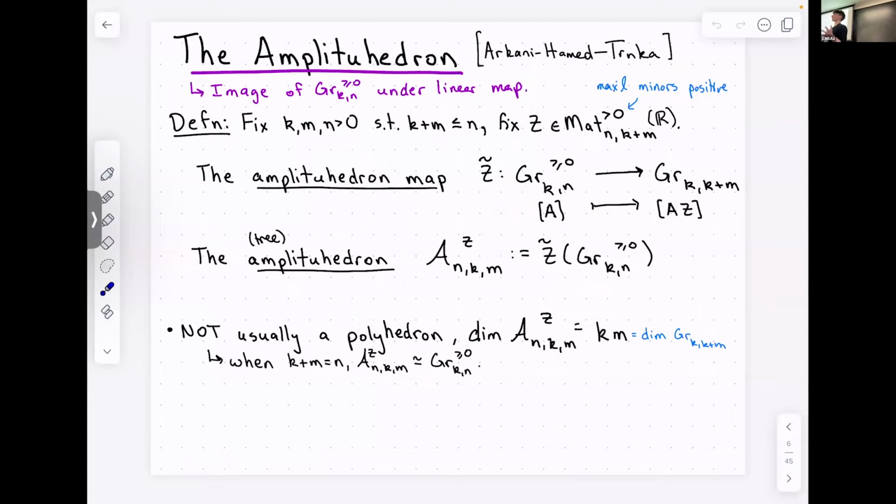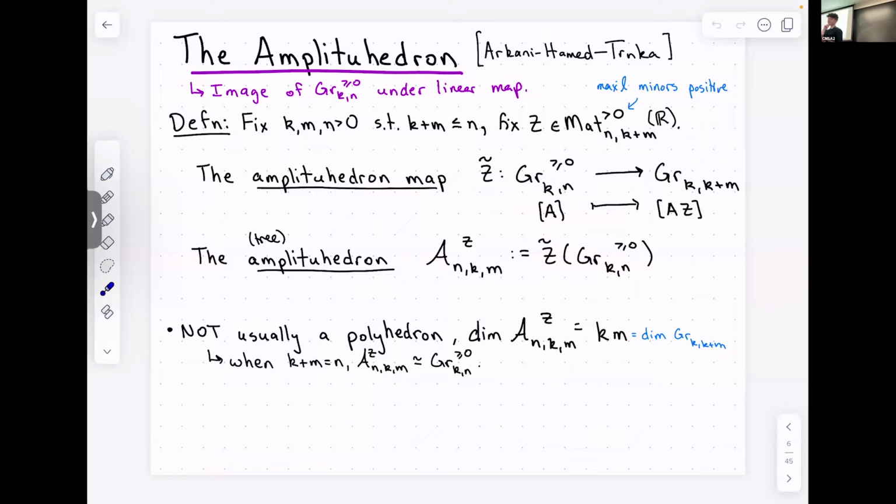And of course, now I move to the amplituhedron, the object in the foreground. So this is the image of a TNN Grassmannian under some linear map. Specifically, the linear map induced by matrix multiplication by a fixed positive n by k plus m matrix. Okay, and the way that I choose these parameters is to make my fixed helper matrix Z tall and skinny. So this is n and this is k plus m.